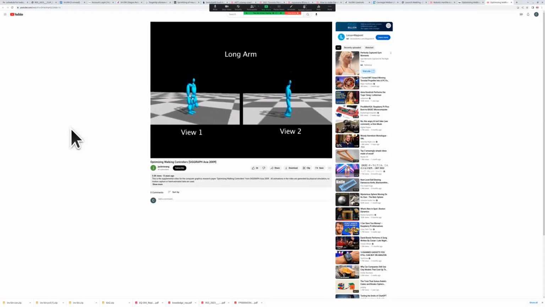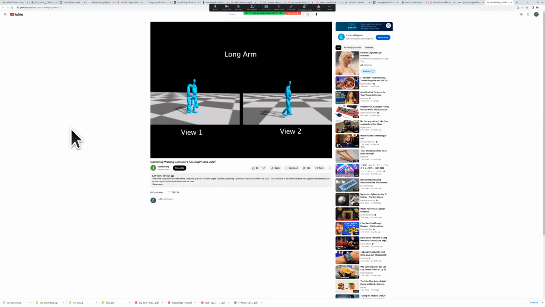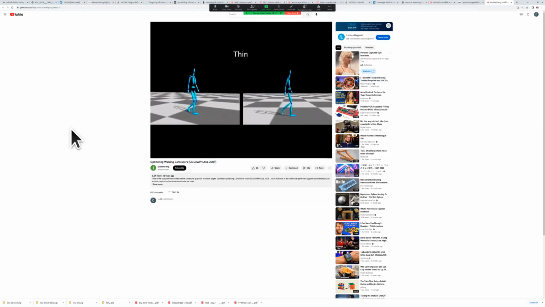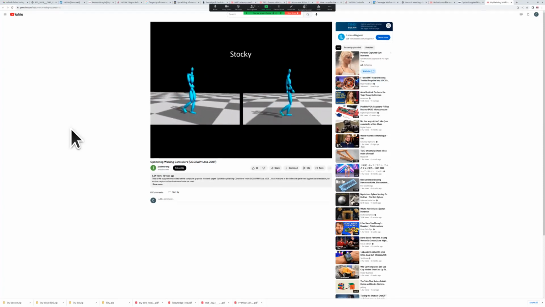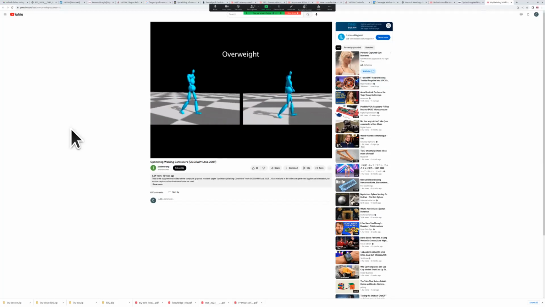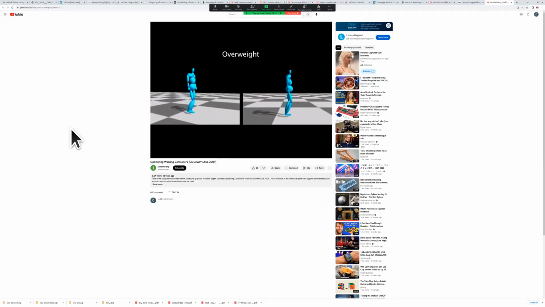Now, once you have an optimizer working, you can change the model and re-optimize. So you can optimize something for thin people, short people, stocky people, fat people, tall people.